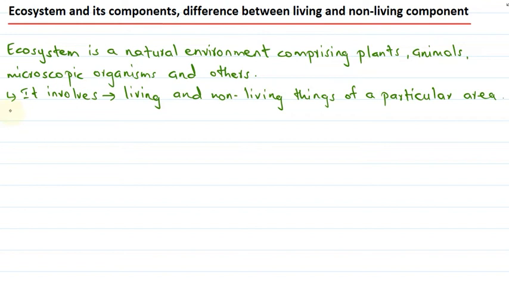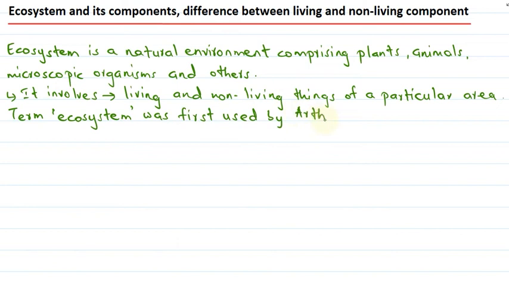So the term ecosystem, do you know who had used this term for the first time? The term ecosystem was first used by Arthur Tansley. So all the living and non-living things of an ecosystem interact with each other and also among themselves. Okay, so what is the study of this ecosystem called?